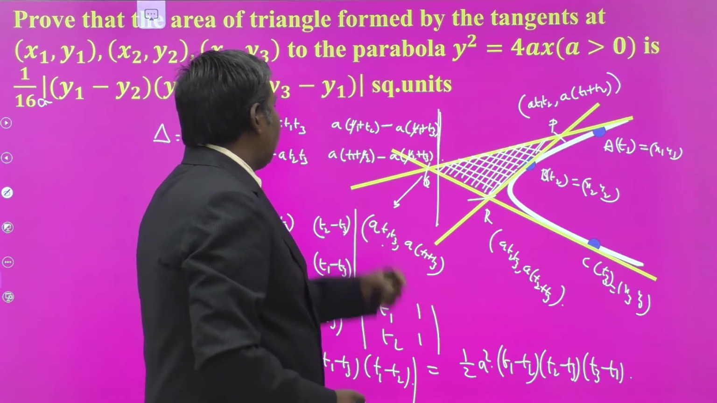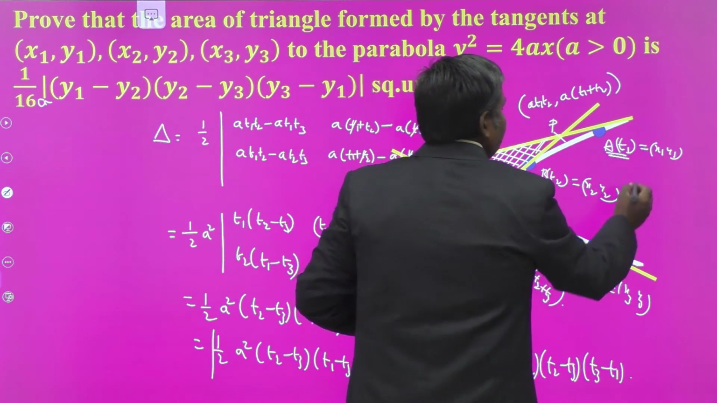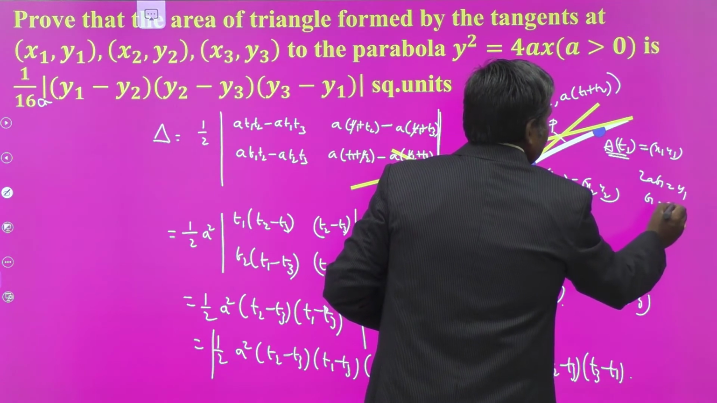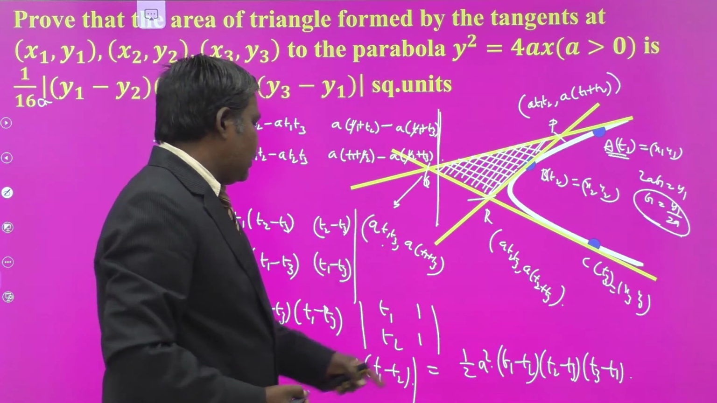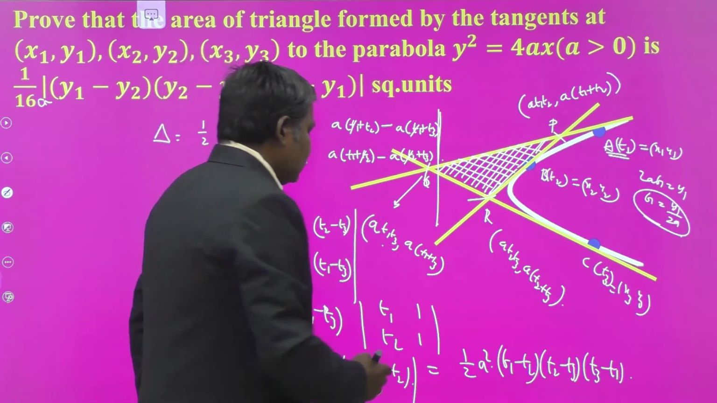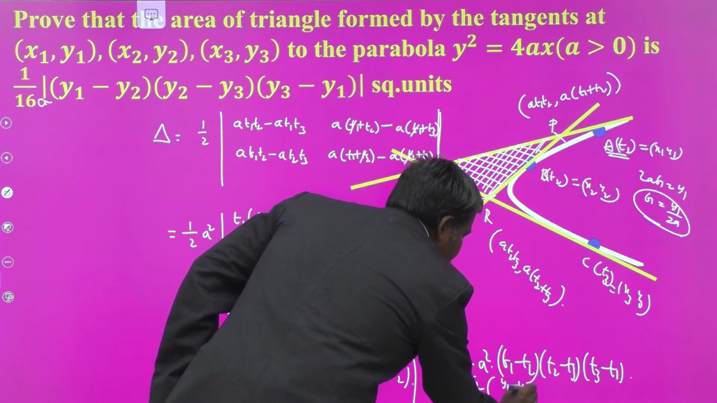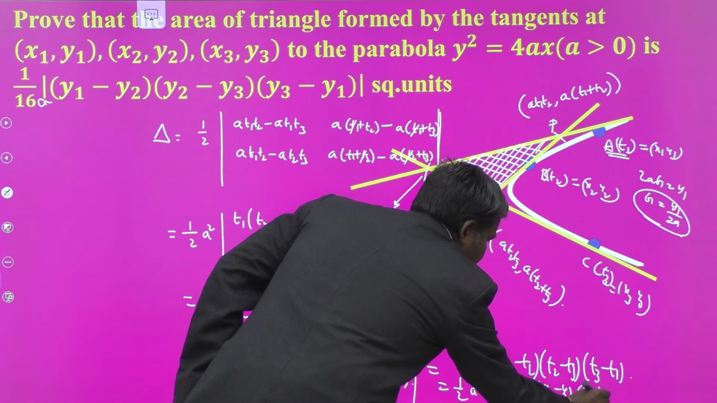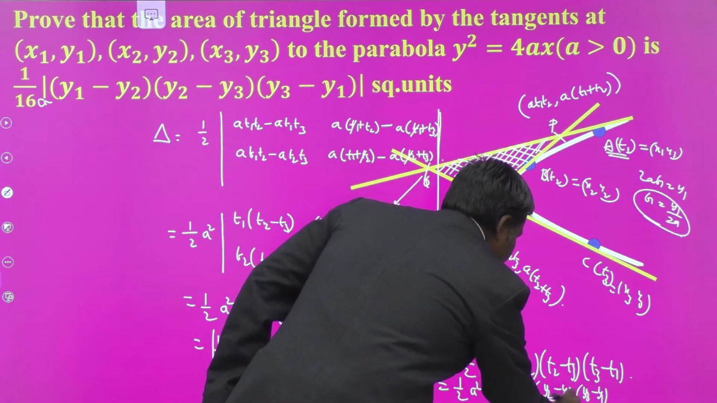But what is your T1? What is your x1, y1? AT1 square comma 2AT1. So 2AT1 is equal to y1. Therefore, T1 is nothing but y1 by 2A. Substitute T1 by y1 by 2A, T2 by y2 by 2A and so on. We obtain in this manner half A square into y1 minus y2, y2 minus y3, y3 minus y1 by 2A into 2A into 2A. What is that? 8A cube.